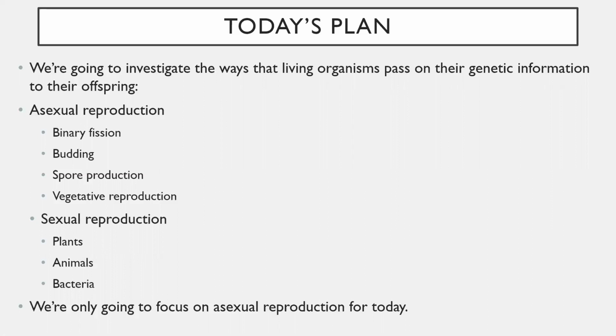Tomorrow, we're going to focus on sexual reproduction. That's going to be in plants, animals, and bacteria. We're going to take, of course, a scientific approach to this. We're going to talk about both of these, asexual reproduction and sexual reproduction, from a focus of how genetic information is being passed on. We're not going to go into great detail on these things, of course. We're just going to talk about how these are different methods that organisms can use to pass on genetic information. So again, though, we're only going to focus on asexual reproduction for today.